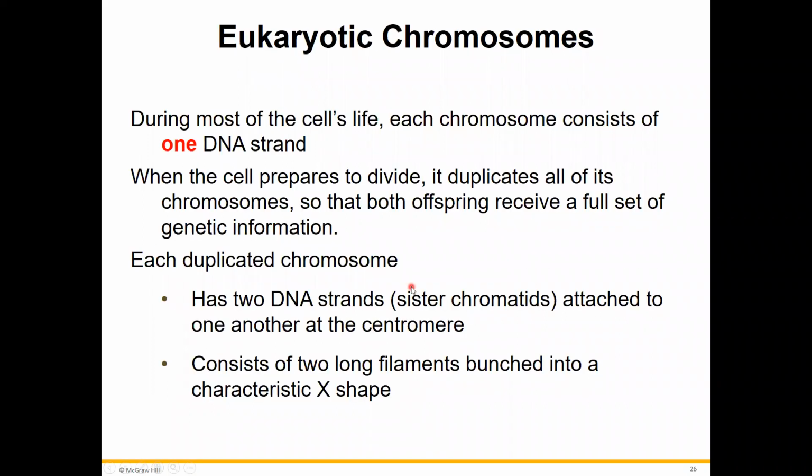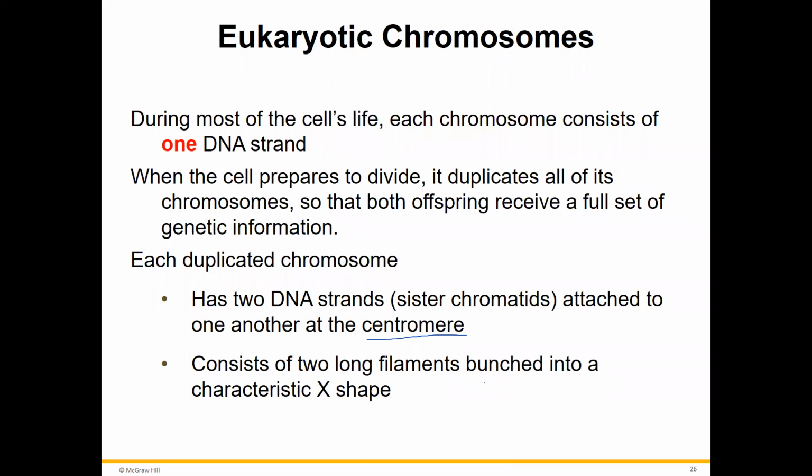And they're attached to each other at what's referred to as a centromere. So another term, centromere, you're going to have to get familiar with because you'll hear that over and over again. So when a duplicated chromosome is in this form, it has 2 long filaments bunched into the characteristic X shape.